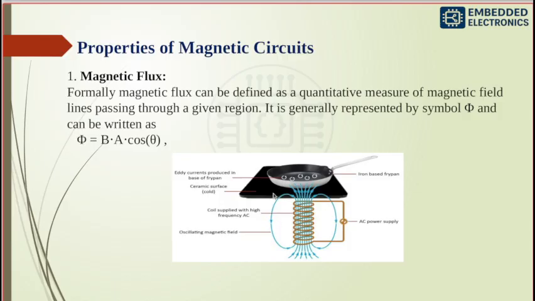Simply we can say, AC current in the coil produces a change in magnetic flux. This flux passes through the pan and induces eddy currents. Because of resistance in the pan, heat is generated and cooking happens. So this is the magnetic flux real-time example.